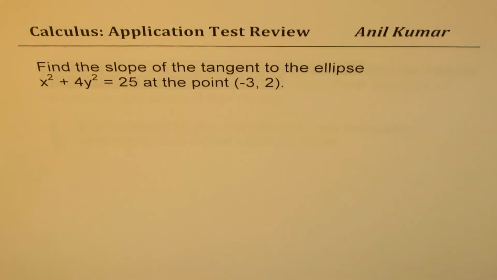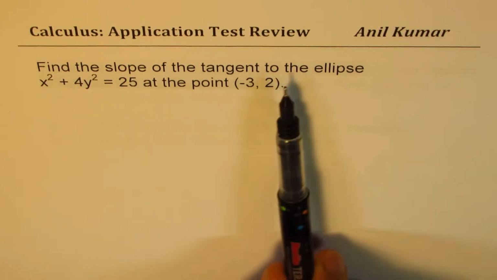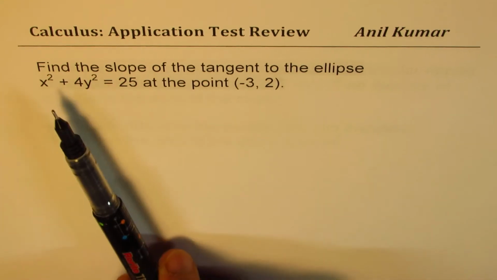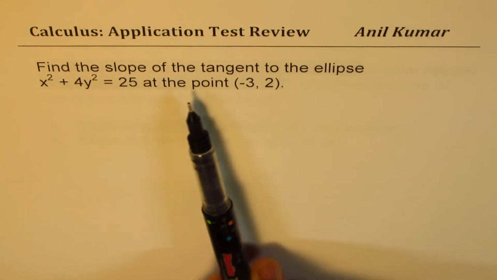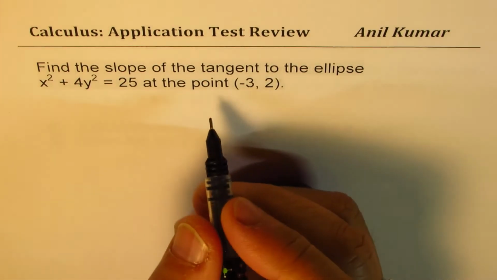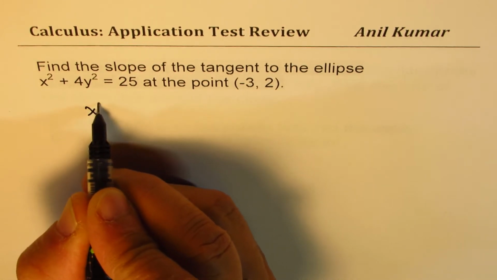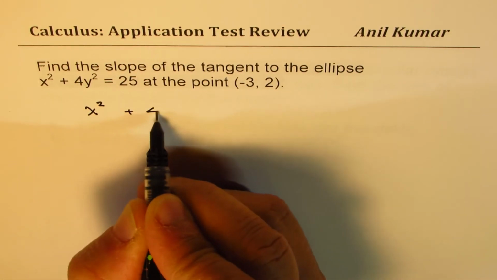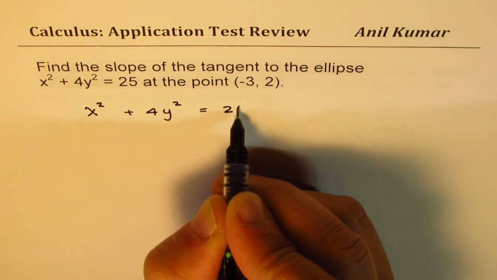Okay. Another question here is, we'll see how to find the slope of the tangent to an ellipse, which is x squared plus 4y squared equals 25, at the point (-3, 2). So we'll learn implicit differentiation here. We are given x squared plus 4y squared equals 25.